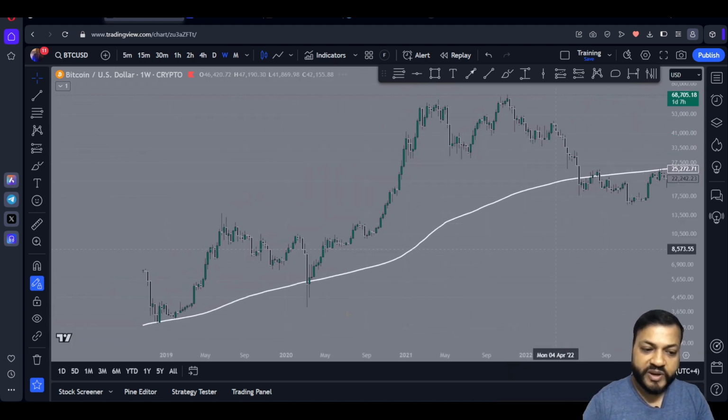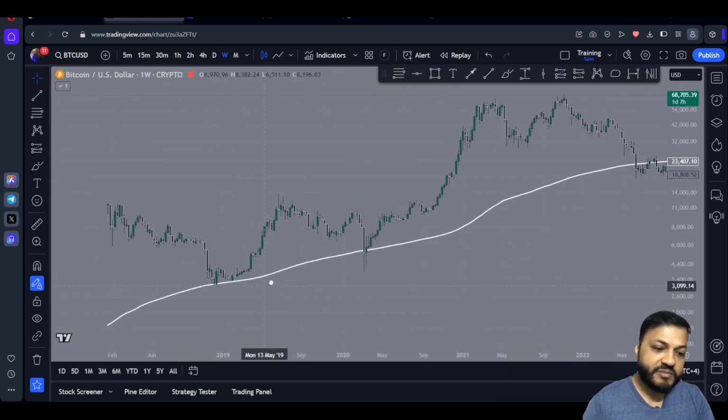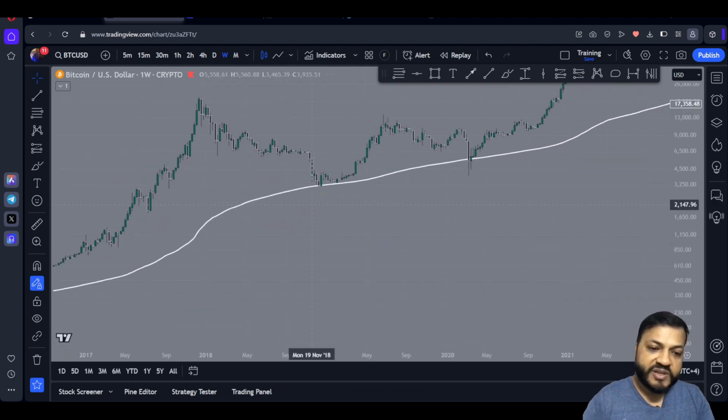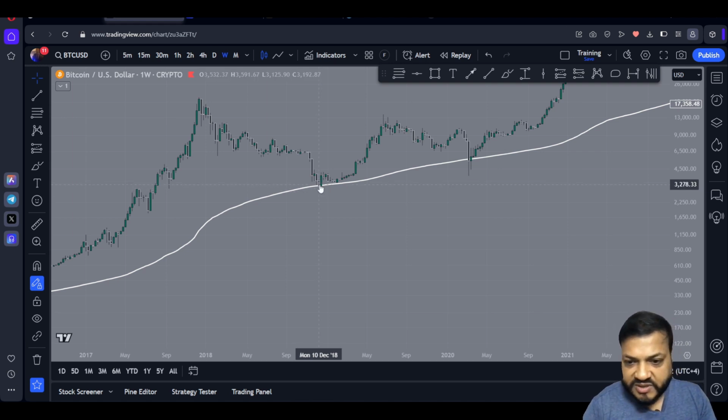If you can see, Bitcoin has done amazingly with this 200 moving average. You see this over here, this was on 17 December 2018. It just bounced from 3,200. If you see the lower part, you can find it over here.